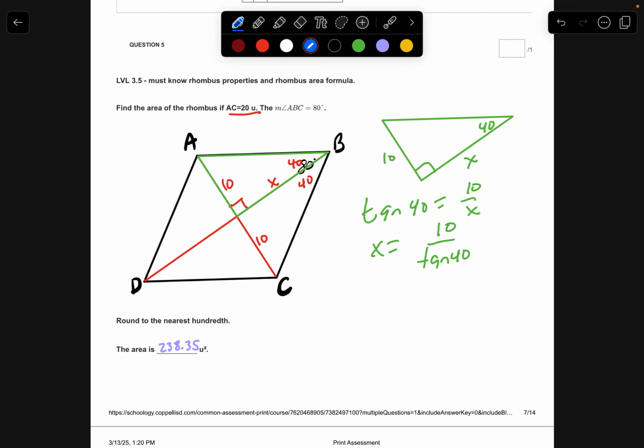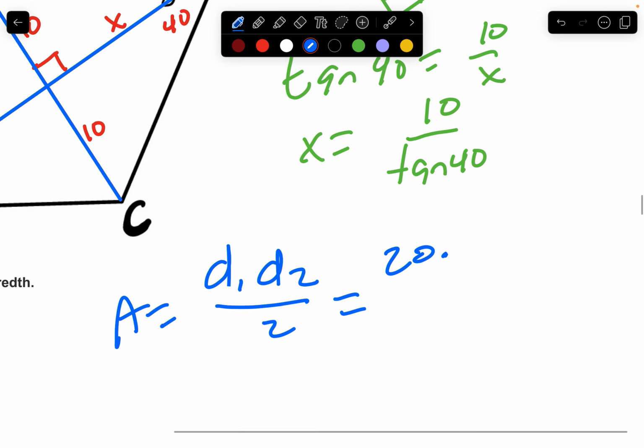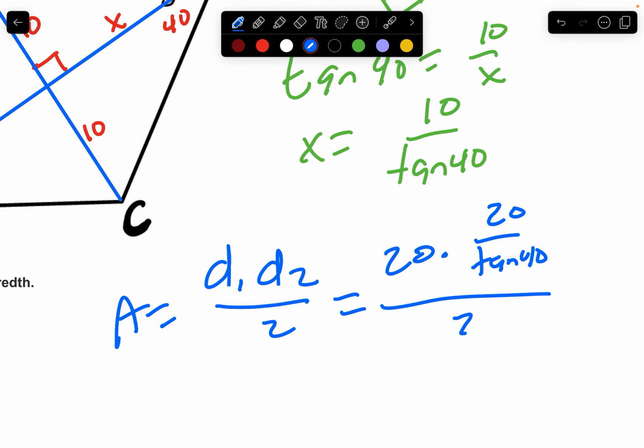You do need to know the rhombus formula. The area of a rhombus is D1 times D2 divided by 2. Well, they told us D1, right? This distance all the way across is 20, so that's 20. Now, what would be D2? If x is half of the way, I want to go the full way. The entire way would be 20 over tan 40. All that divided by 2.